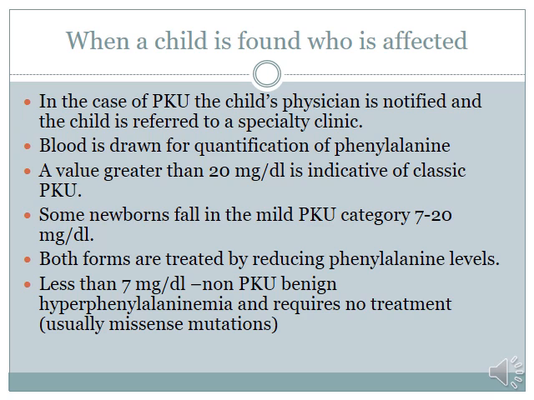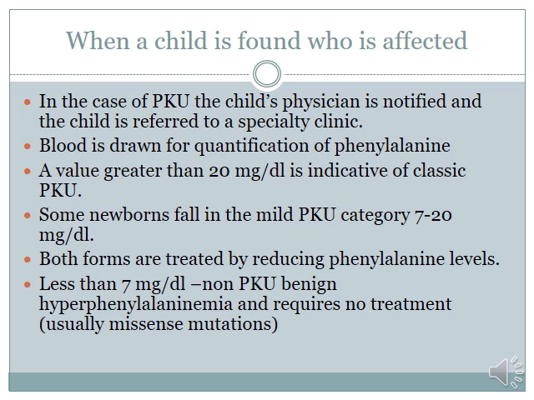In the case of PKU, if you were to find that the child did have elevated phenylalanine levels, the child's physician is notified and the child is referred to a specialty clinic. Blood is drawn for quantification of the phenylalanine. A value greater than 20 milligrams per deciliter is indicative of classic PKU. Some newborns fall in the mid-PKU category, 7 to 20 milligrams per deciliter.